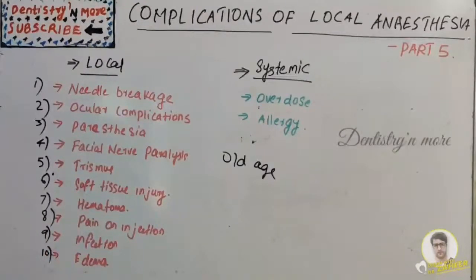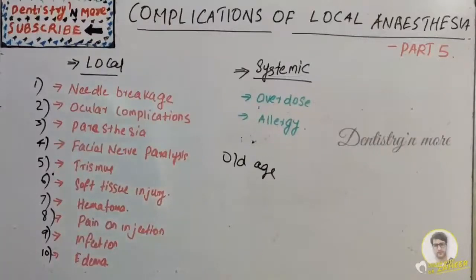Then the presence of any kind of disease such as hepatic, renal disease or heart failure. In this case, there are chances of increase in anesthetic blood level. Genetics also matter, such as deficiency of enzymes like pseudocholinesterase. And mental attitude: patients who are fearful need a large dose. In such patients, we need to make the patient relax first and then provide the dosage.